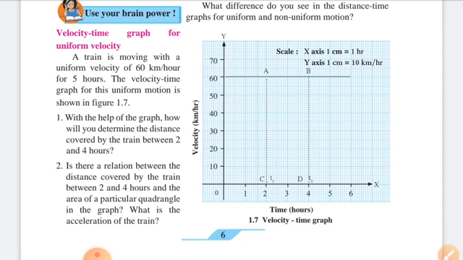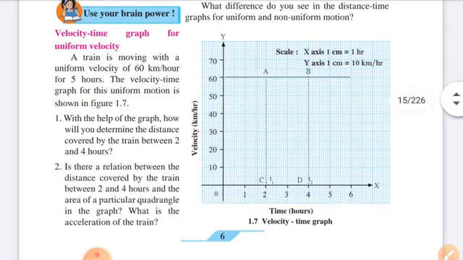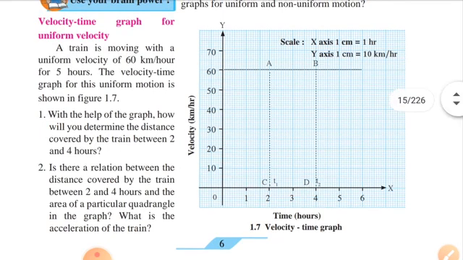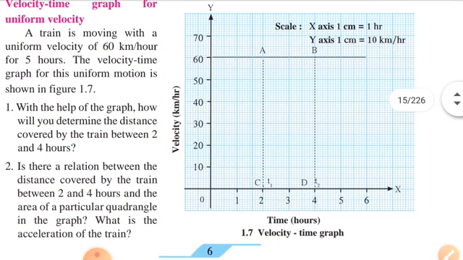The velocity time graph for this uniform motion is shown in figure 1.7. You can observe this figure. According to this figure, with the help of the graph, how will you determine the distance covered by the train between 2 and 4 hours? This is the time, 2 and 4 hours.